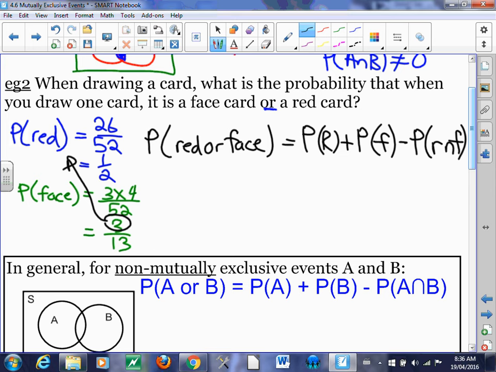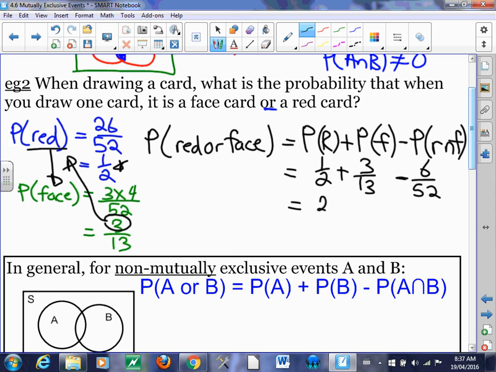Okay? All right. So the probability of red from the sideboard there is 1/2, right here. Plus the probability of the face is 3/13. Subtract, now we've got to figure this out. How many red cards are face cards? Well, we've got the queen, king, and jack of diamonds, and we've got the queen, king, jack of hearts. So that's 6 total. So it's going to be 6/52. So don't forget that, because that's the overlap.